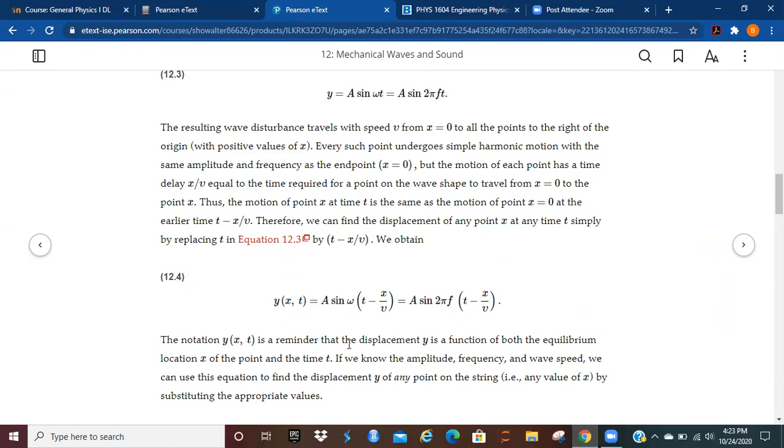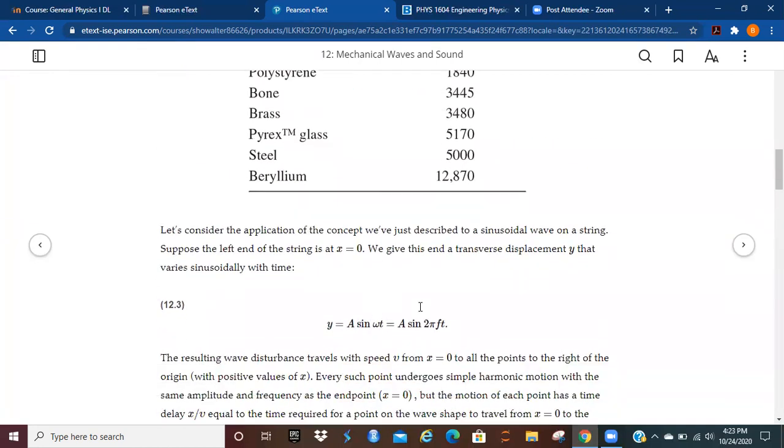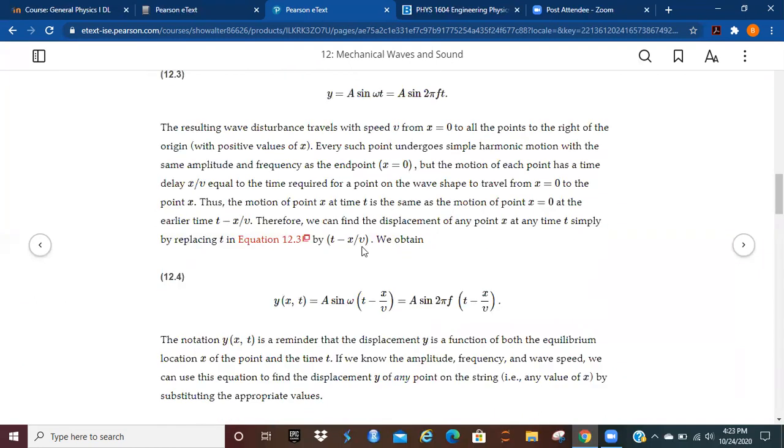So thus, the motion of point x at time t is the same as the motion of point x equal to 0 at the earlier time t minus x over v. Therefore, we can find the displacement of any point x at any time t simply by replacing t in equation 12.3, right here, with this. So when you go through and you rewrite it like that, that's what you come up with.